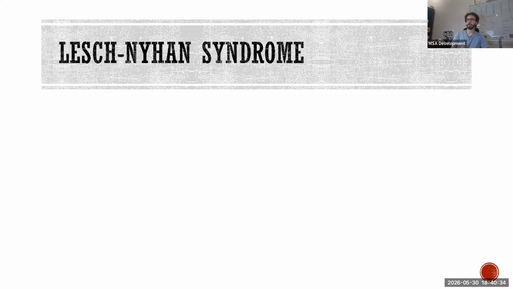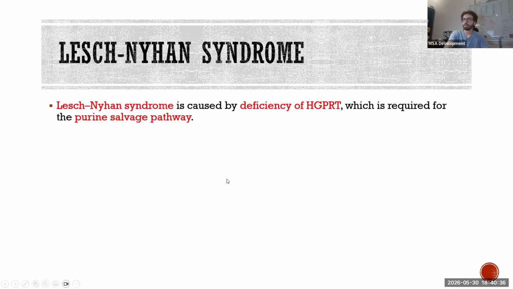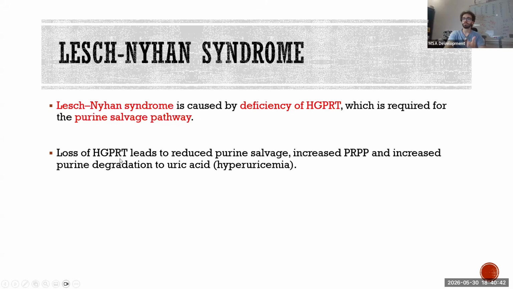Last but not least, Lesch-Nyhan syndrome. We said deficiency of HGPRT, which is required for the purine salvage pathway. But what will happen? Loss of HGPRT will lead to reduced purine salvage. That means we will have increased PRPP, or increased purine degradation, or less recovery of the purines. This will lead to hyperuricemia. Now we can't have a salvage pathway. We can't recover the nucleotides, as they're being degraded. So we will get hyperuricemia.